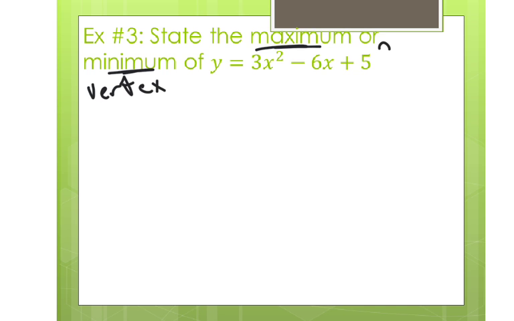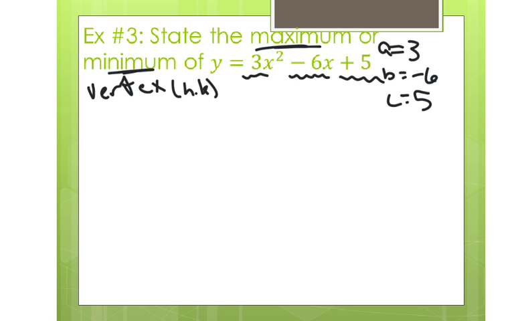So let's state our a, b, and c first. So a is the number in front of x squared, which is 3. B is the number in front of your plain x, which in this case is negative 6. And c is your constant, whatever you're adding at the end, which is positive 5. So remember in your vertex, this is h and then k.